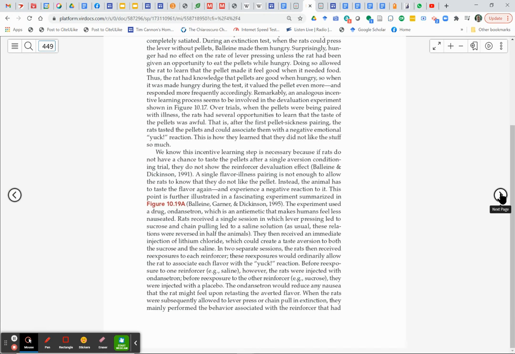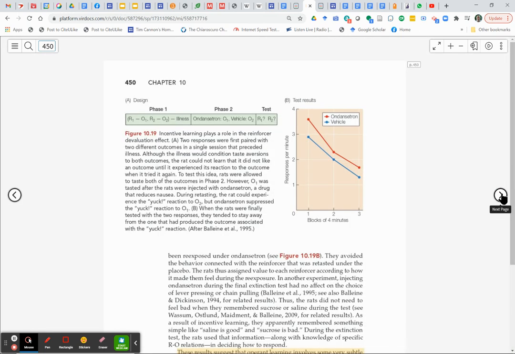The intent of learning, we saw this before too, that the animals have to experience the food they eat affecting hunger. So this is a nice review.